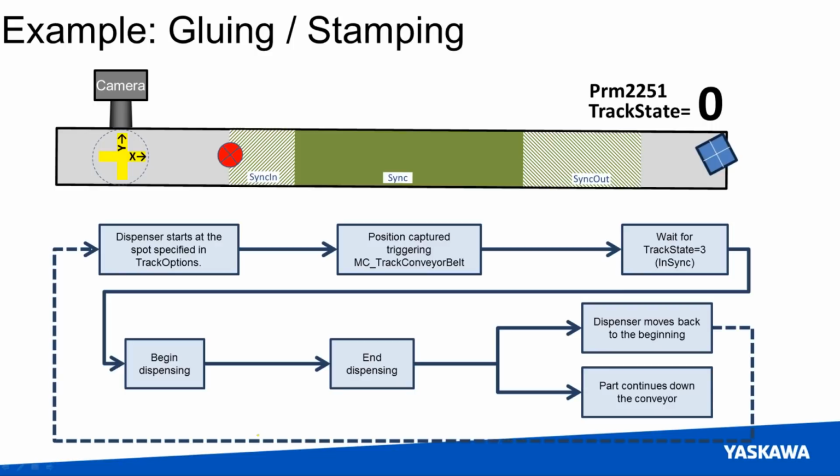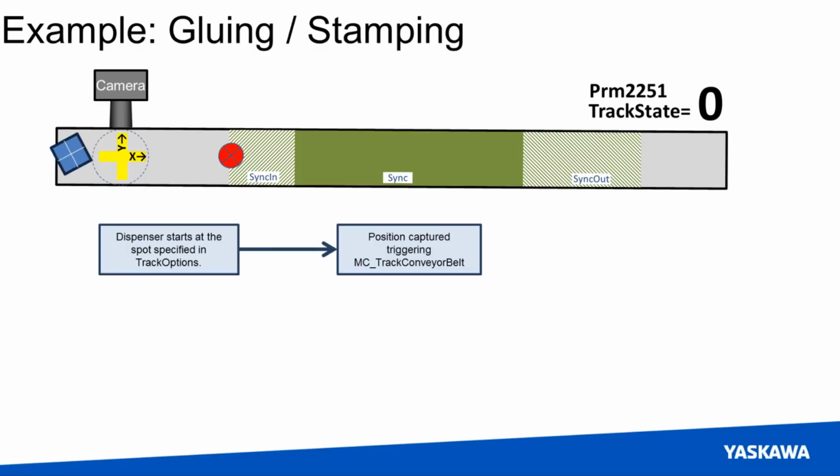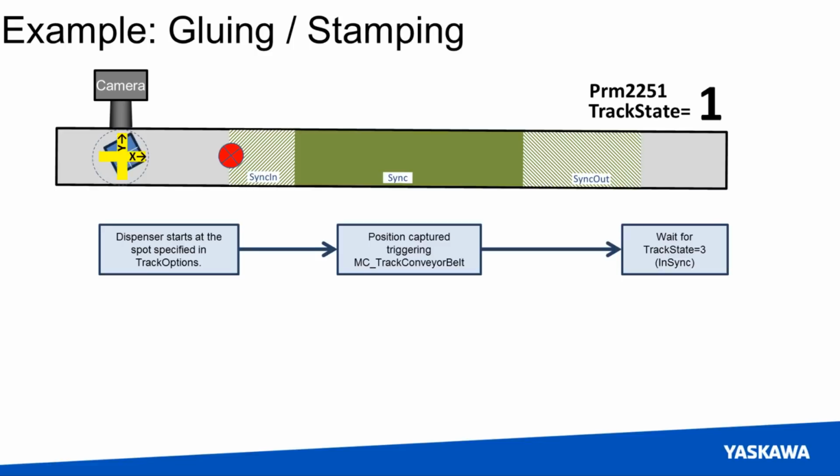This is just moving back and forth along the conveyor belt. Let's actually look at it one more time, a little quicker. So again, our part's coming down the conveyor. Our dispenser is already at the beginning of the sync-in zone because that's where we specified it would be. The part moves down the conveyor. Its position gets captured. We execute MC track conveyor belt. Once we get into the synchronization zone, we begin our sync-in process. And at the end of that, we will be in sync.